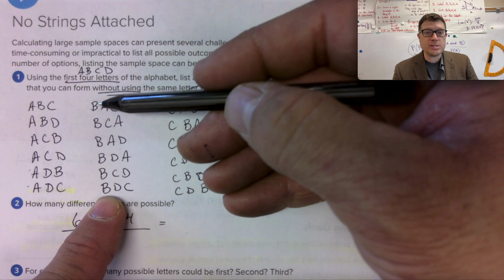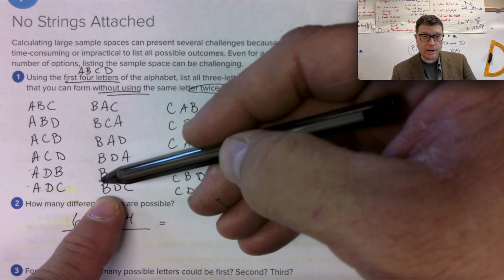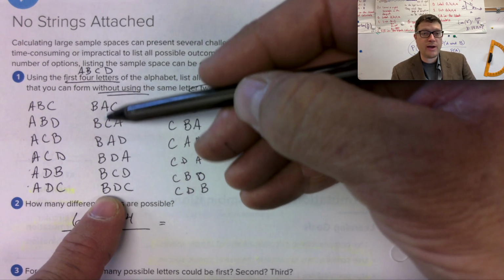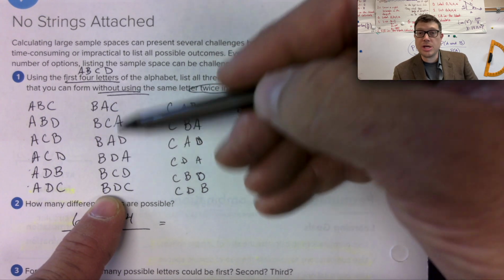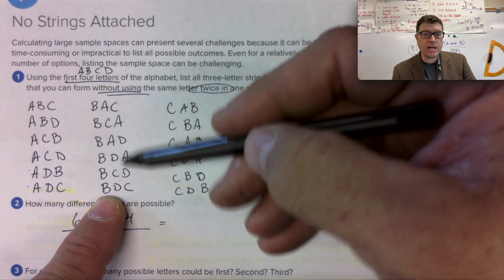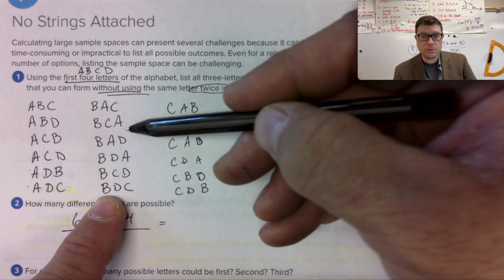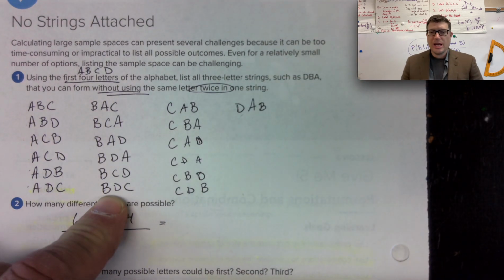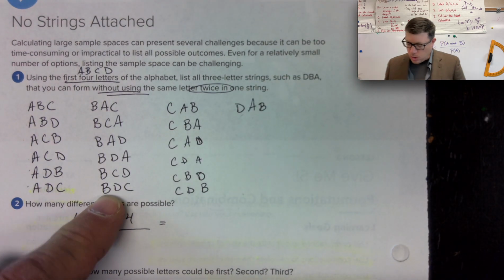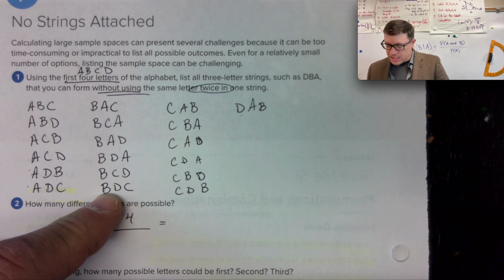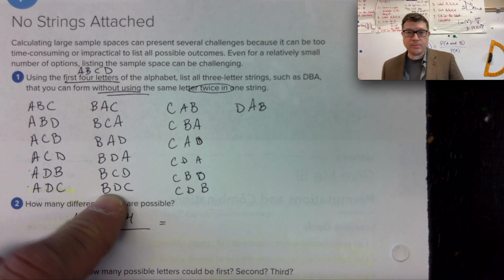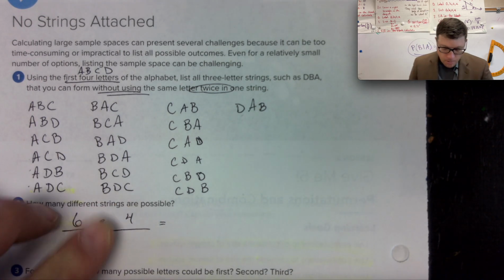Then I change focus. What if B was the first letter? I want all possible combinations of A, and what happens to the other letters? All possible combinations of C as the second letter, and those two. And the same thing for D. It got a little bit disorganized, which is why my question is, how did I organize my list to guarantee I included all the possibilities? I'm going to do a better job right now.